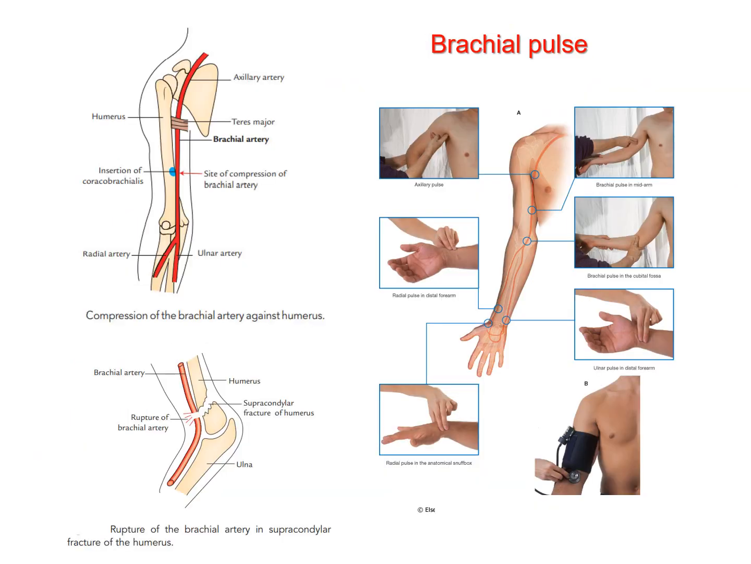The brachial pulse is commonly felt in the cubital fossa, medial to the tendon of the biceps, and its pulsations are auscultated for recording the blood pressure. The biceps tendon is easily palpable on flexing the elbow.